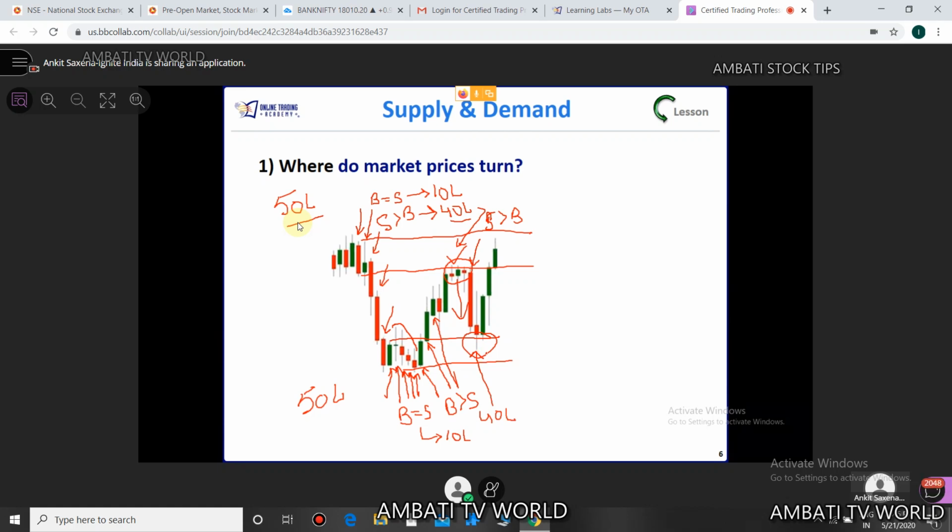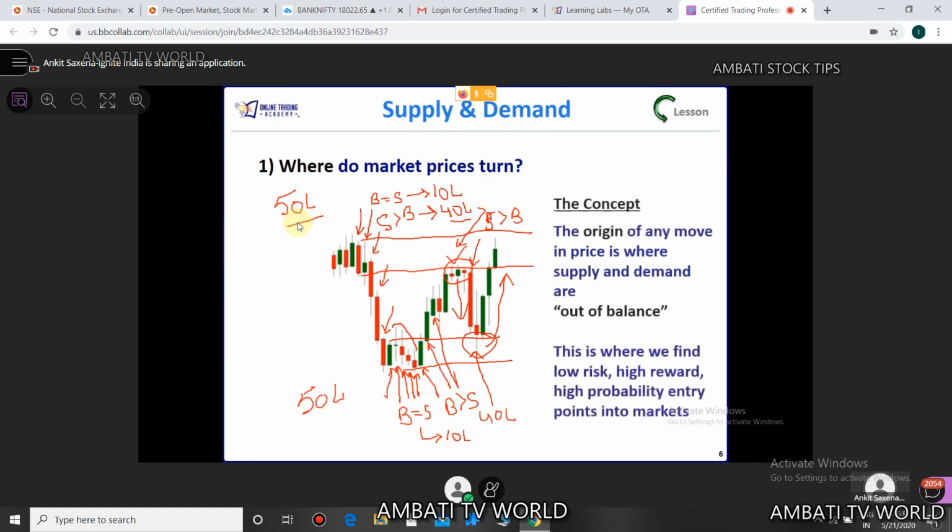What will it do? It will create a buy pressure in the prices, and what will happen? Again, the prices will start moving upwards. Am I clear on this point, everyone? Are you able to visualize this? Yes, the same thing we have seen on the chart sometime back.